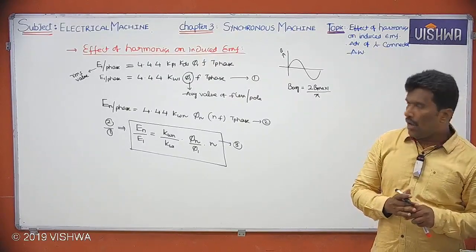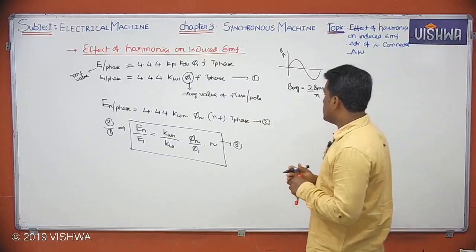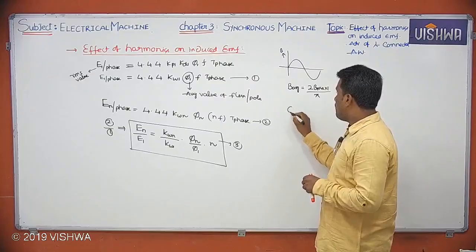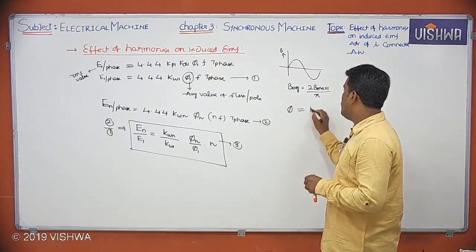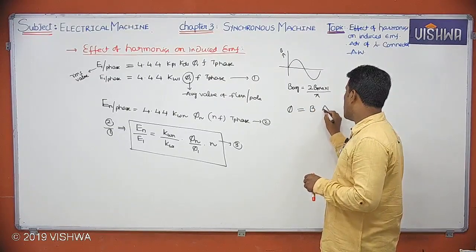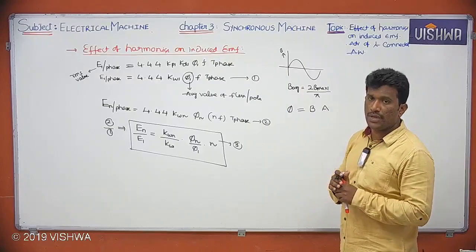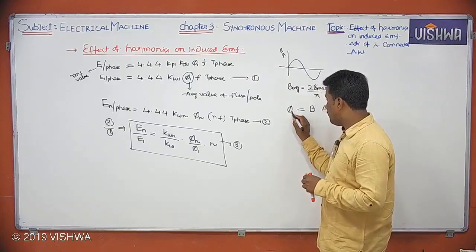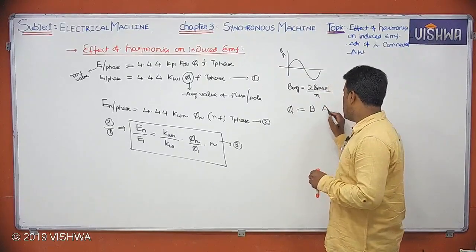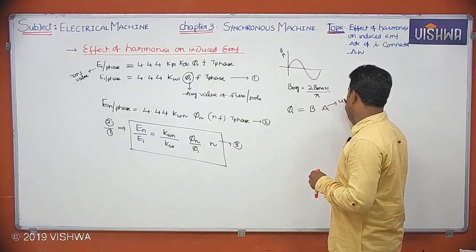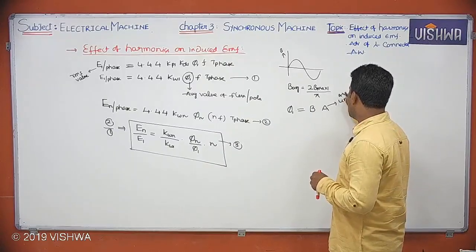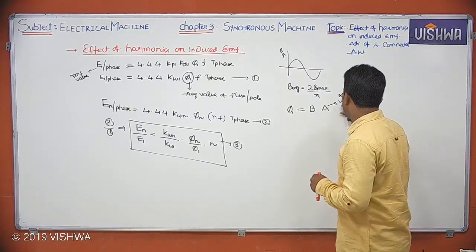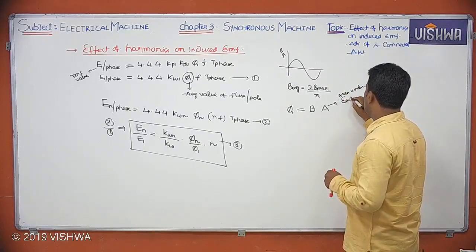Now suppose you want phi 1. Phi means B into A, so I can write phi equals B into A. What is the nomenclature for this phi 1? The average value of flux per pole. Here A means the area under each pole.